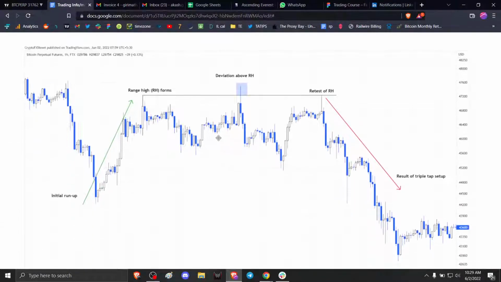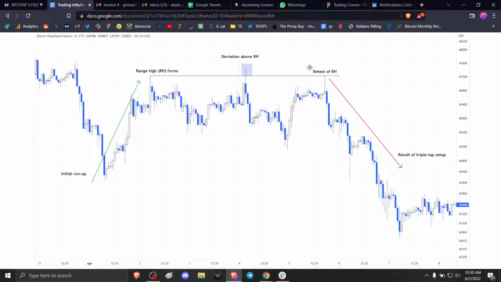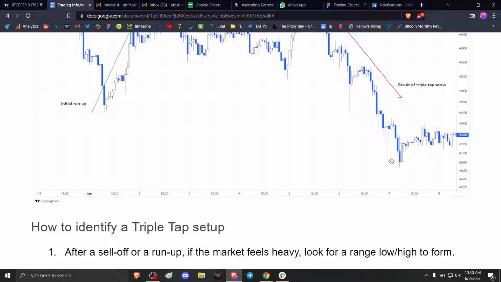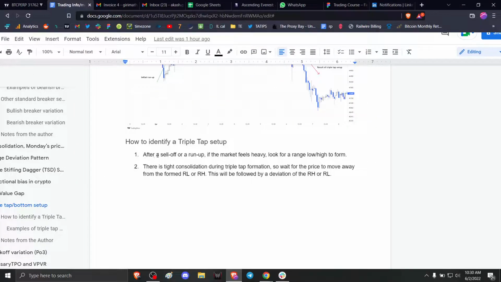Now you have another example where there's an initial run up, the price forms a swing low, deviates above the swing low, and then retests the range. I'm sorry, this is a range high, swing high. Then we get a retest of the range high or swing high followed by a downswing. So basically that is how a triple tap setup works. It's pretty simple, as the name suggests.